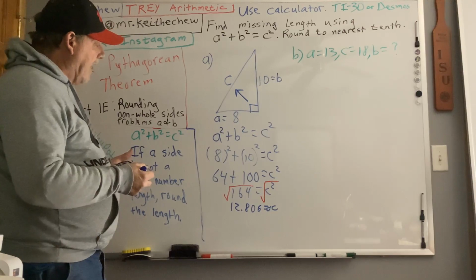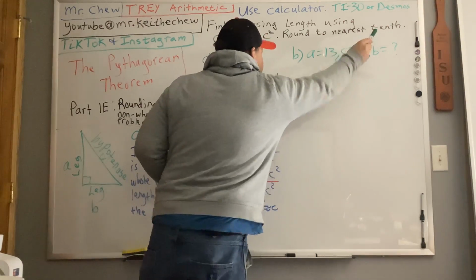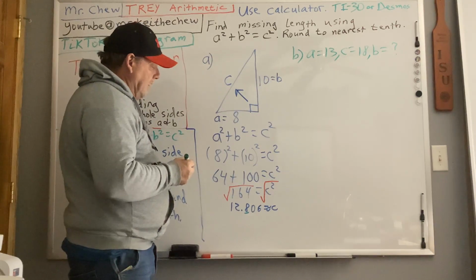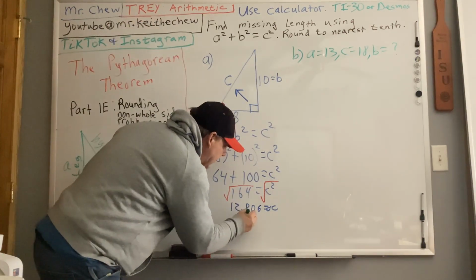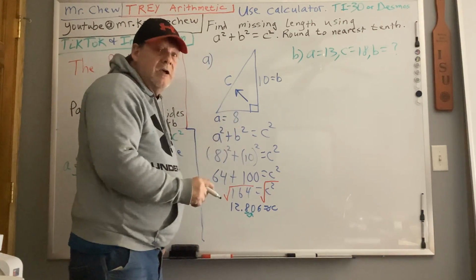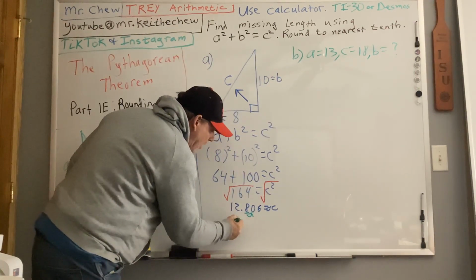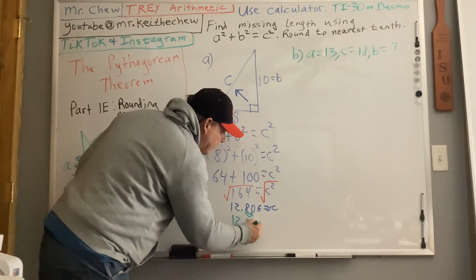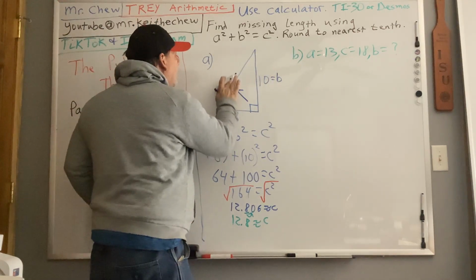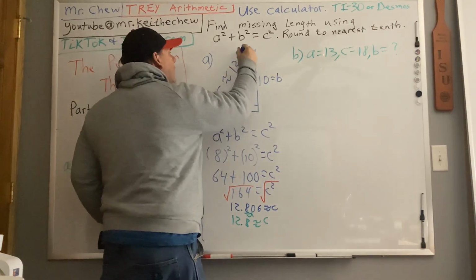So now let's talk about how you would round this number. To round to the nearest 10th, I underline the digit in the 10th place, and then I look to the right, and if it's 5 or greater, I round up. If it's less than 5, you go back to the 8. So 12.8 is my rounded value. Now I can go up here and write in C is about 12.8.